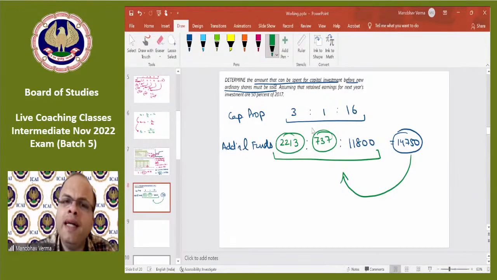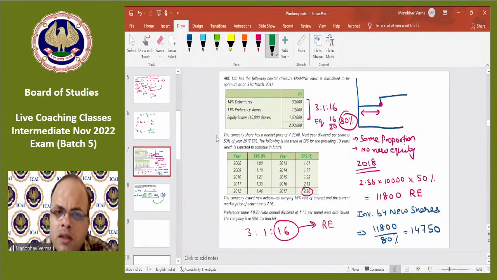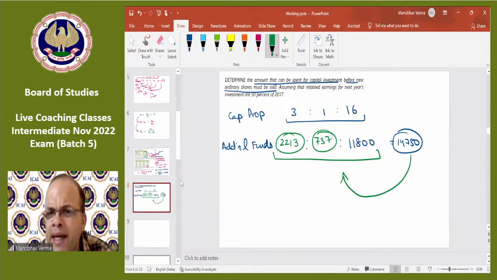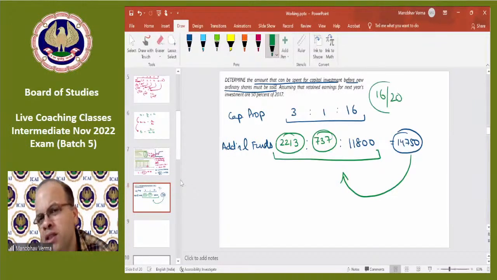Madhurshri says, how did I get 80%? Madhurshri, my capital structure is given to us. This. So my equity is 80% of the total capital, yes or no? So my equity is 16/20, 80%. That's how I got it.